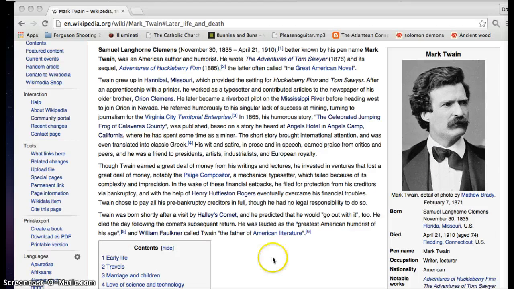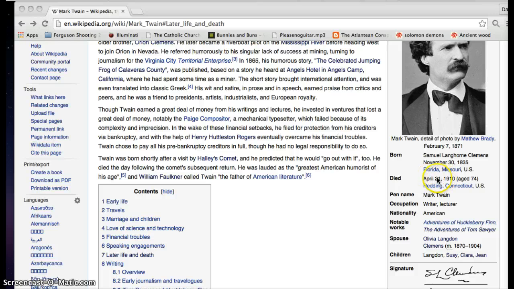He also died on April 21st. That's the same day as Queen Elizabeth II. She's 88 years old this year. He died in 1910, which is 114 years ago. So that's 11 and 4, which is 44. And it's also the 111th day of the year.